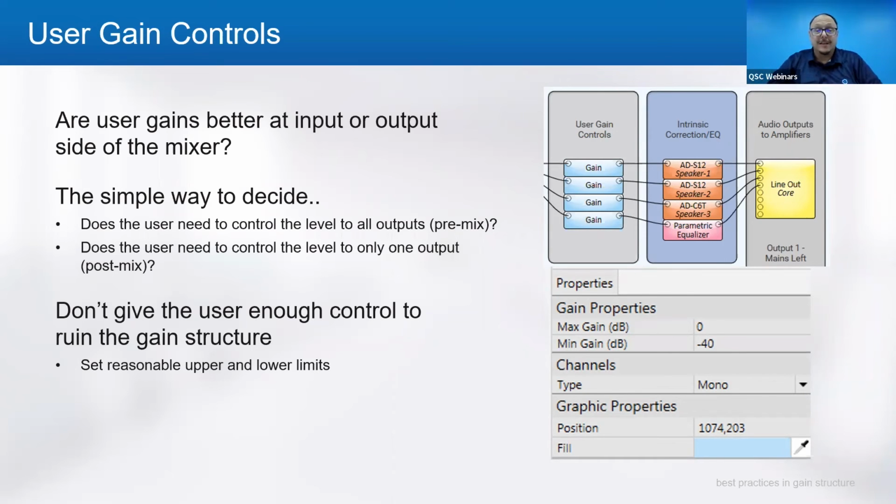Some school of thought says that if the room is properly set up, you should really never have to touch the gain controls. Although sometimes you end up in a call with a lower volume, and you need to pump something up a little bit, but it depends system to system. So the idea here is don't give the user enough control that they can ruin the gain structure, right? So set reasonable upper and lower limits on the controls that you do give them.